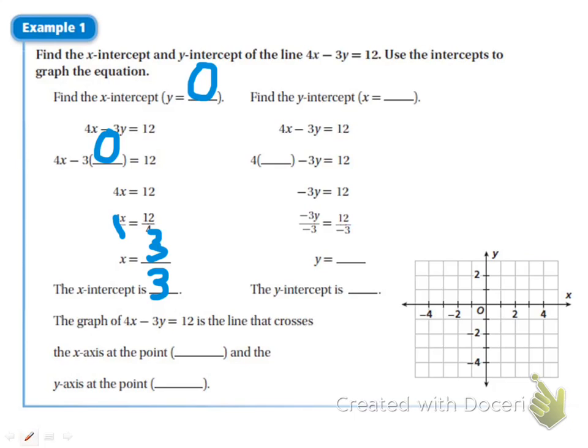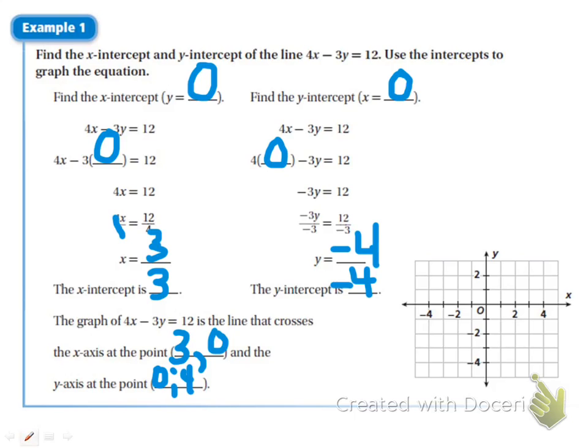On the opposite side, we do the same with the y-intercept. To find the y-intercept, we make x 0. So 4 times 0 is 0. Then I divide by negative 3, and 12 divided by negative 3 is negative 4. So my y-intercept is negative 4. How do I write this? Well, the x-intercept is 3, 0 when it crosses the x-axis, and when it crosses the y-axis, that's at 0, negative 4.